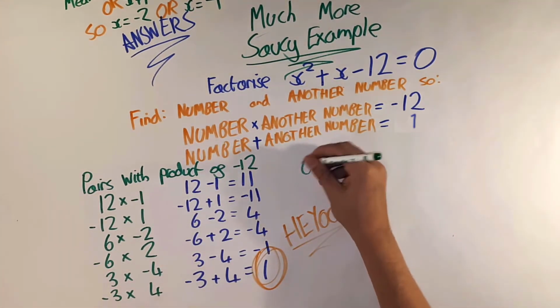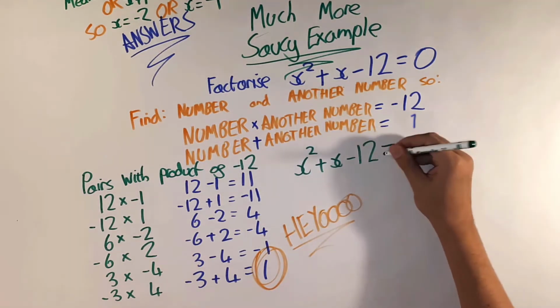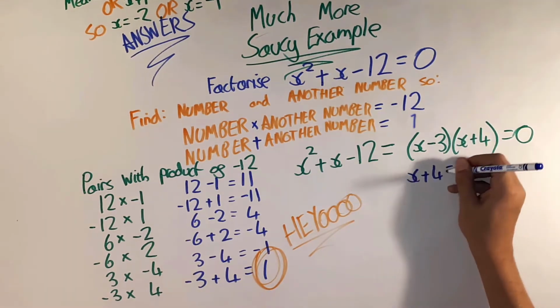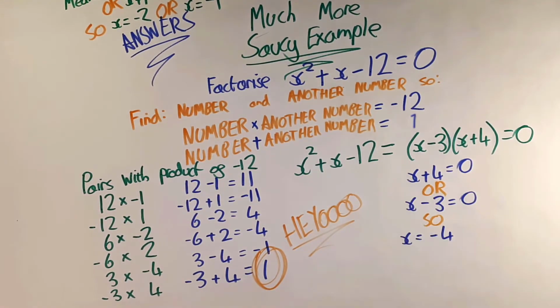X squared plus x minus 12 can therefore be factorised to x plus 4 in one bracket and x minus 3 in another, all equalling 0. This leads us to solutions of x equals minus 4 or x equals 3.